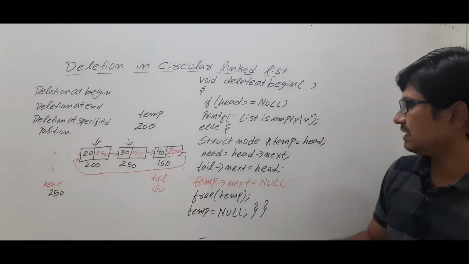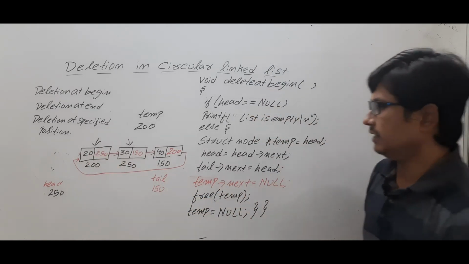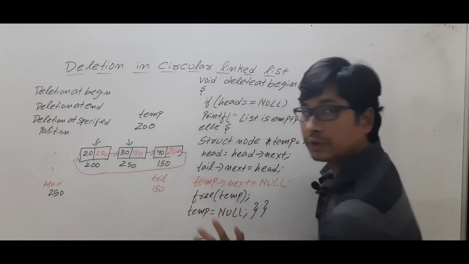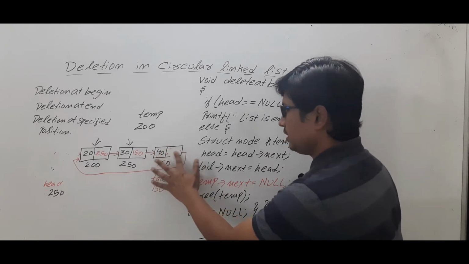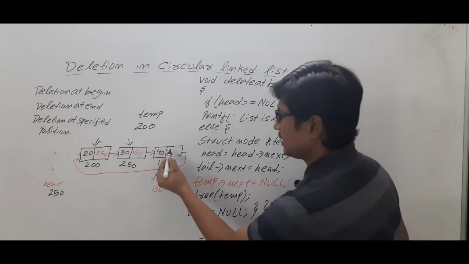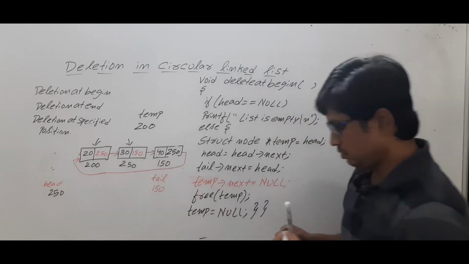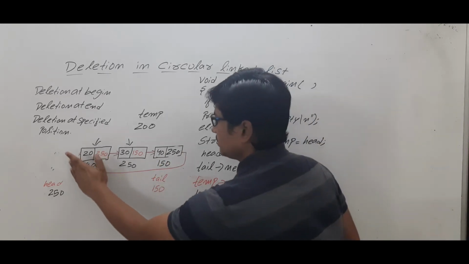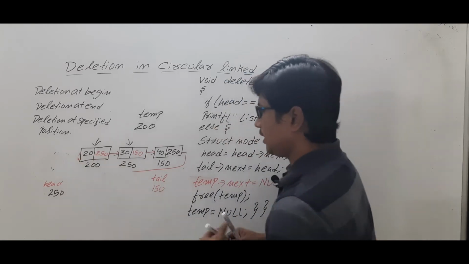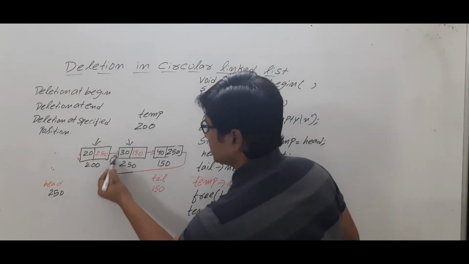Then tail of next is equal to head. Tail is pointing to this one. Tail of next is this one, which is head. So now you will get 250 here. So this link has been broken, and now this link has been established.